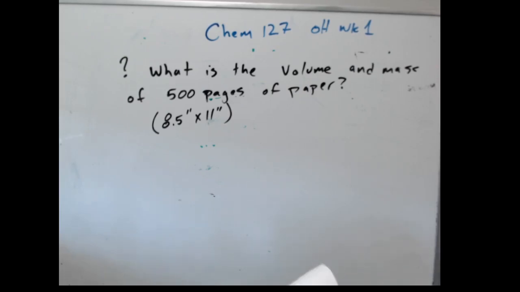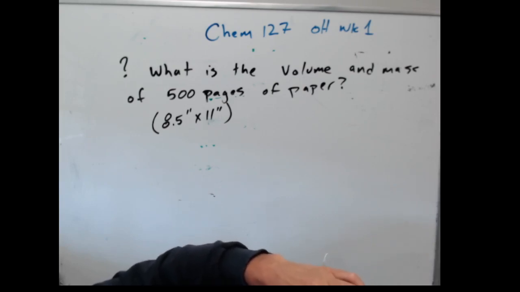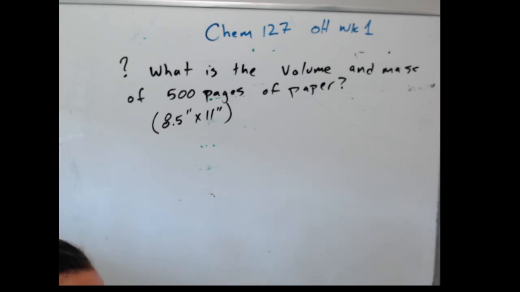If we knew the density of paper and we weighed this, we could find the volume, right? And we could say, well, I know it's 8.5 by 11. I could find the volume of this dimension if I knew the density of this type of paper. There are different types of paper that have different densities, so that might be a problem.